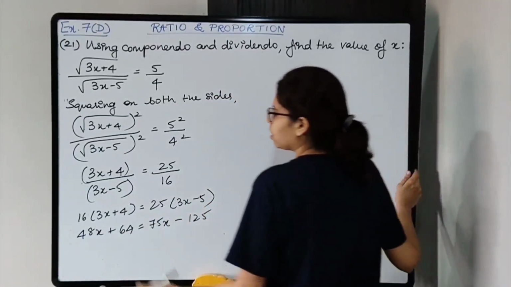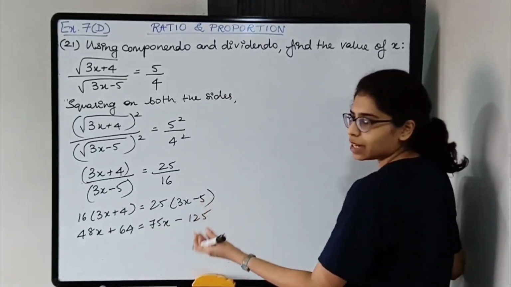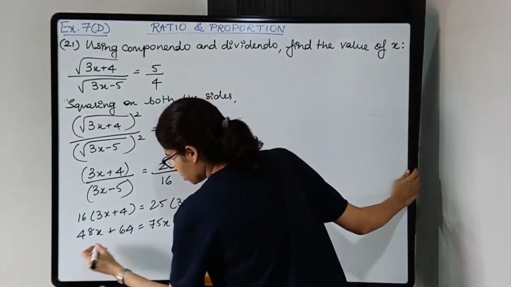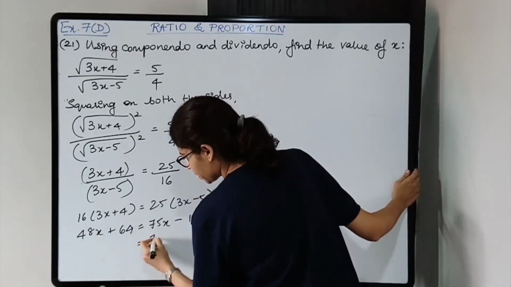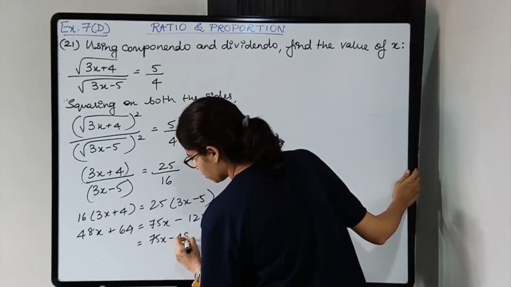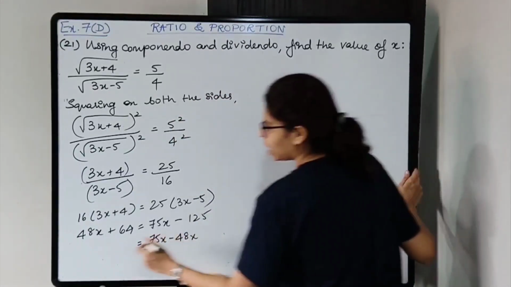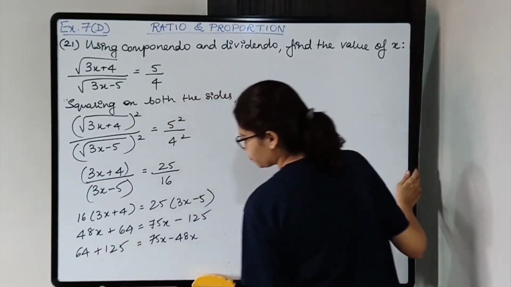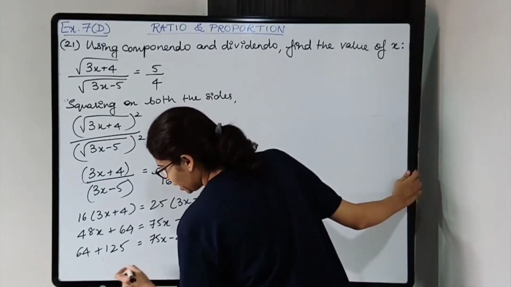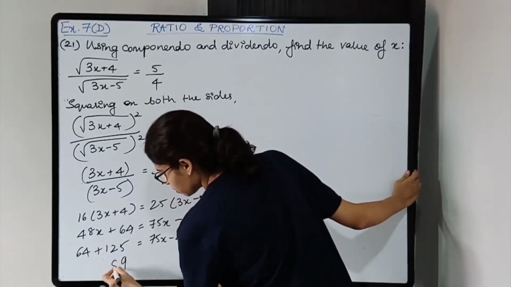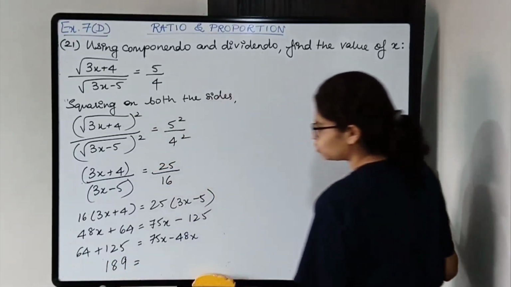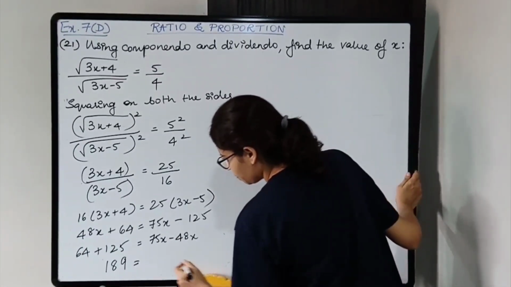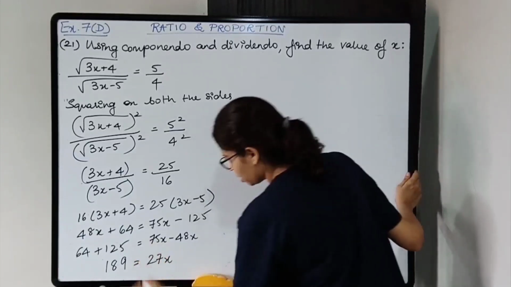Okay, let's group x together and numbers together. So let's shift 48x over here, keep 75 as it is, so 48x becomes negative, and 64 as it is, we will shift 125 over here, so it becomes positive. Okay, so we'll get 189 equal to, over here 75 minus 48, so 27x, right?